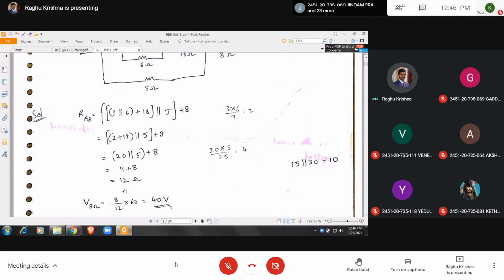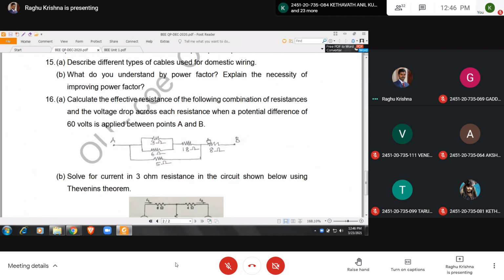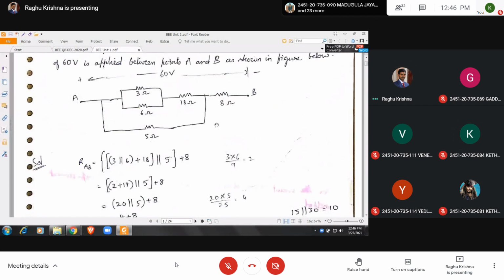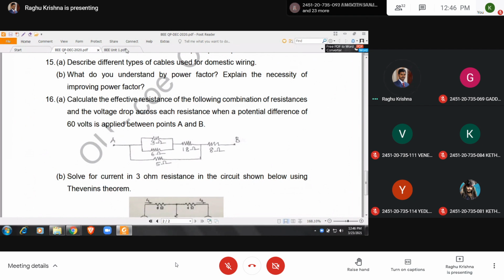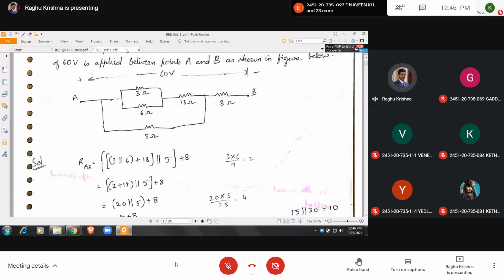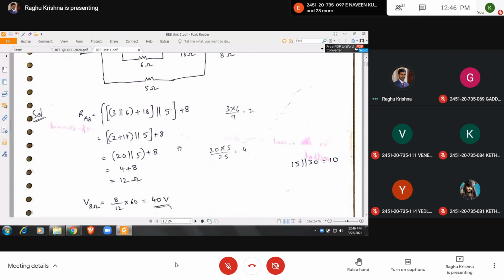So RAB is 12 ohms. You have to get 12 ohms. 11.9? No, you are going to wait. Let me see the values, 12 only. Once again, 3, 6, 3, 6, 5. Yeah, so 12 only. So you have to get 12 ohms.